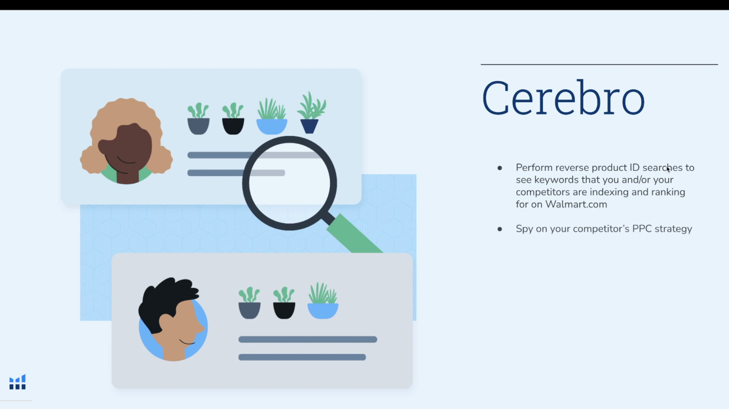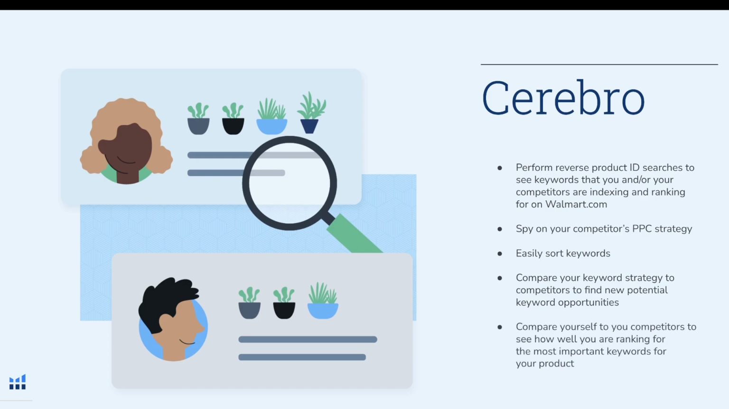So the cool thing is you can also spy on your competitors' PPC strategies, because you'll be able to see which keywords they're advertising on with Cerebro. You can also easily sort your keywords, and you can compare your keyword strategy to your competitors to find new keyword opportunities. So you might be able to find some keyword opportunities that your competitors are hitting, but you aren't. And then you can also compare yourself to your competitors to see how well you're ranking. So you can actually see how many of your competitors are ranking higher than you or lower. So you can make some different moves to improve that rank.